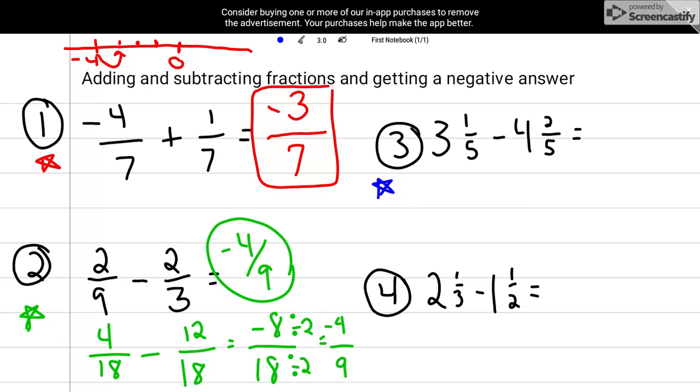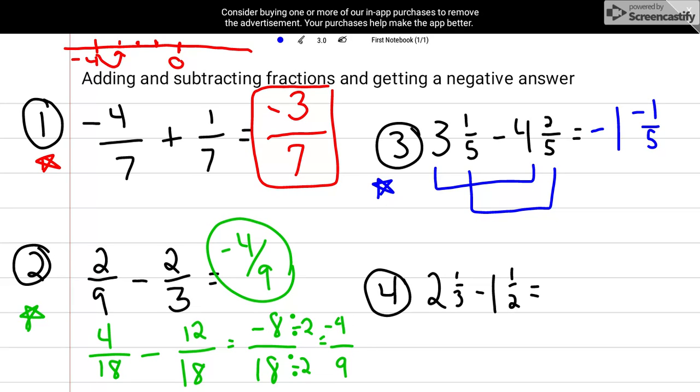Let's look at this one, number 3. So I have 3 1/5 minus 4 2/5. So I'm going to subtract my whole numbers first. 3 minus 4 is actually going to give me a -1. And now I'm going to be looking at my fractions. So I'm going to have a denominator of 5 since they are both the same. 1 minus 2 is -1. So I have an answer here of -1 minus 1/5.